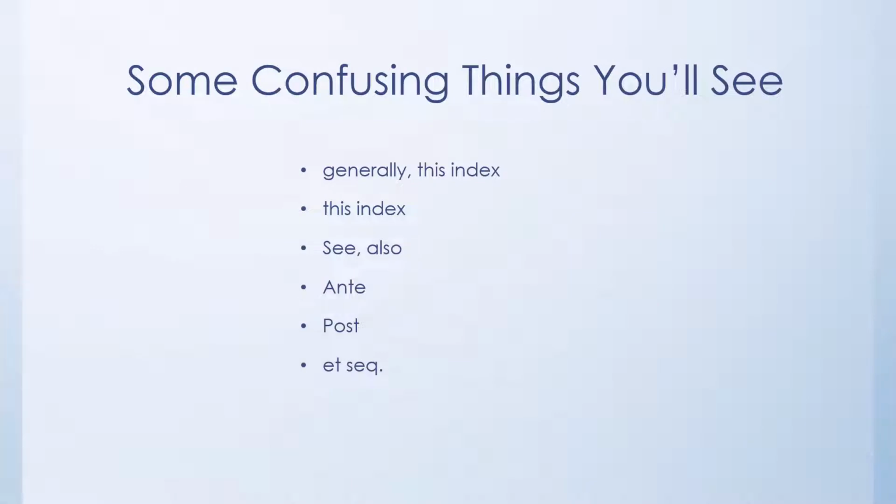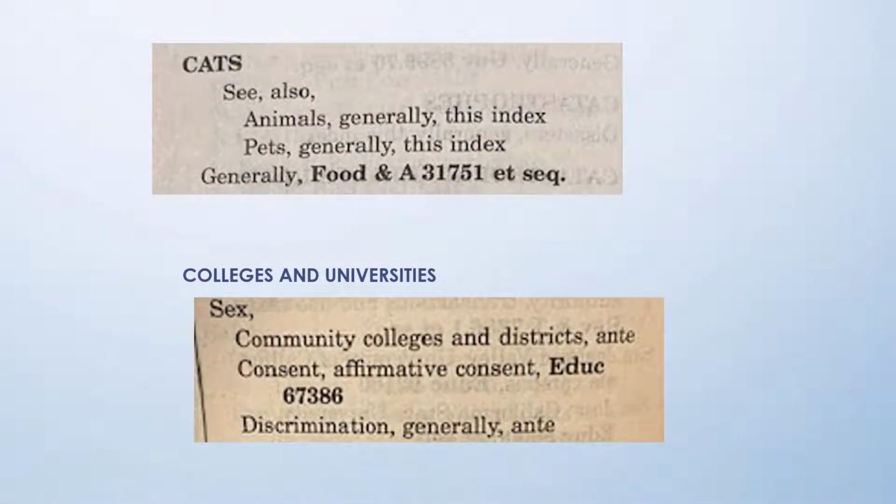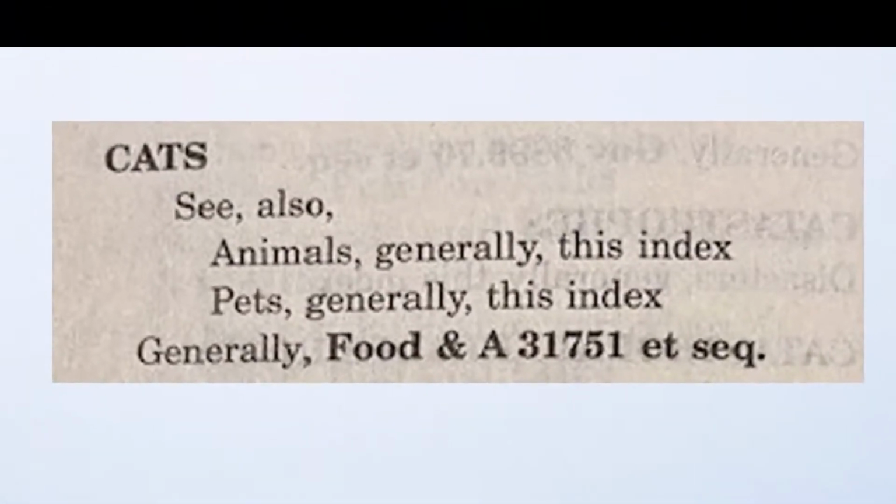Now here's a list of some confusing things you will see in an index. It's just a matter of knowing what each one is trying to tell you. Let's look at a couple of examples. I picked this first example because it shows you 4 of the terms on the previous slide. This is actually the beginning of the heading for cats in the index.